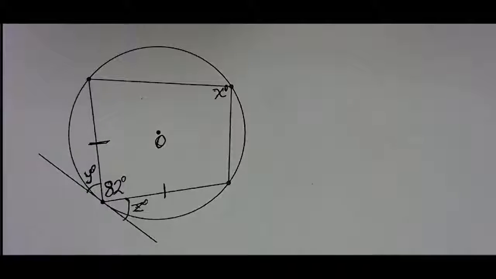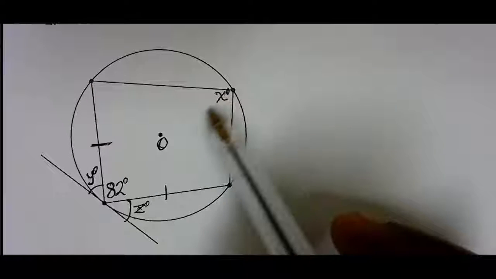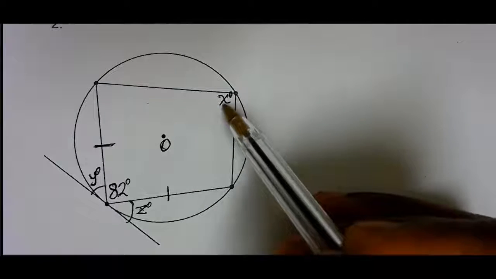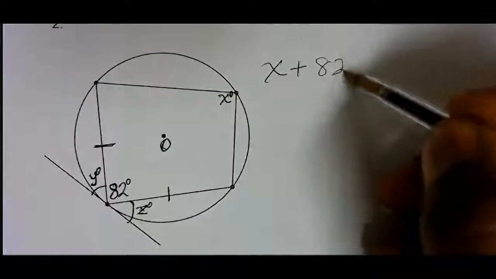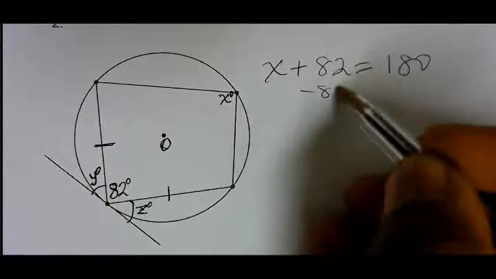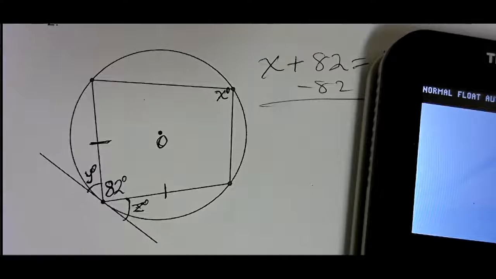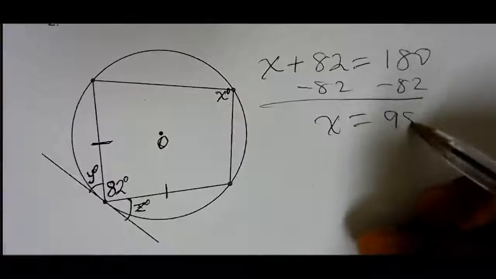Okay, so we have a quadrilateral inscribed in this circle. If a quadrilateral is inscribed in a circle, the opposite angles are supplementary. So angle 82 and angle x are supplementary. Therefore, x plus 82 is equal to 180. And so if we subtract 82 from both sides, 180 minus 82 gives us 98. So x equals 98 degrees.